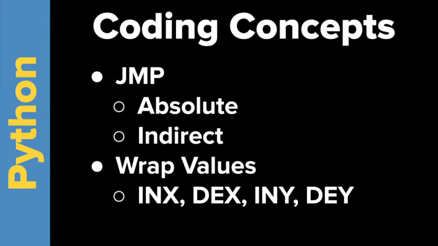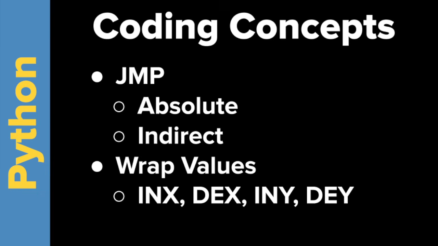Anyway, so let's take a look back here. So what we've done so far is jump absolute. We've done wrap values, INX, DEX, INY, and DEY. And also, I should add, implemented DEX and DEY. We had the methods, we didn't have it in the list of commands. So I guess that's good.